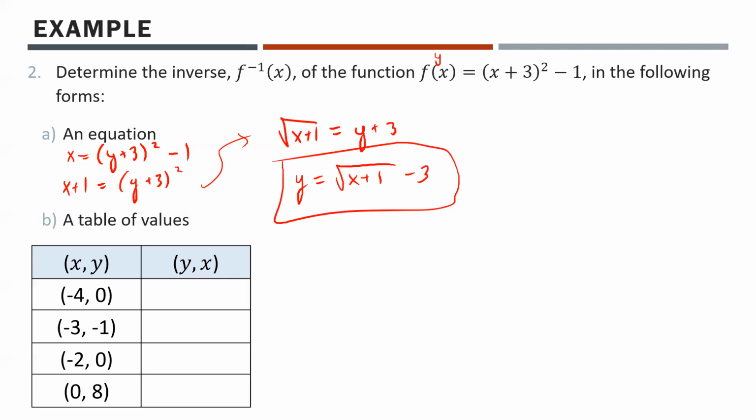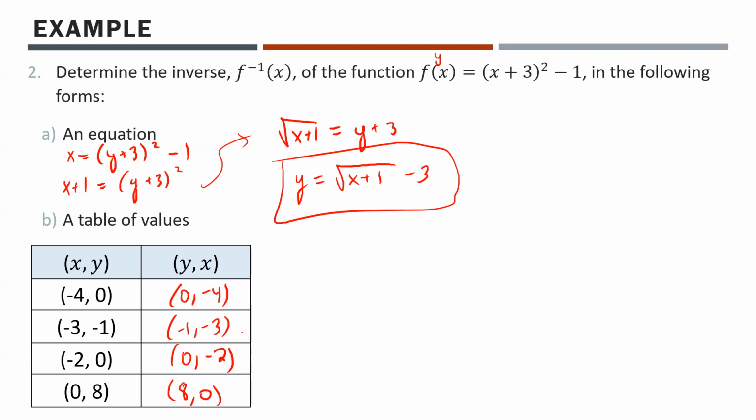Notice it looks absolutely nothing like what we started with, but we'll see how this can be graphed. This time around, we'll get our table of values going. Again, just swap your x and your y. So this becomes 0, negative 4. This one becomes negative 1, negative 3. This one becomes 0, negative 2. And this one becomes 8, 0.